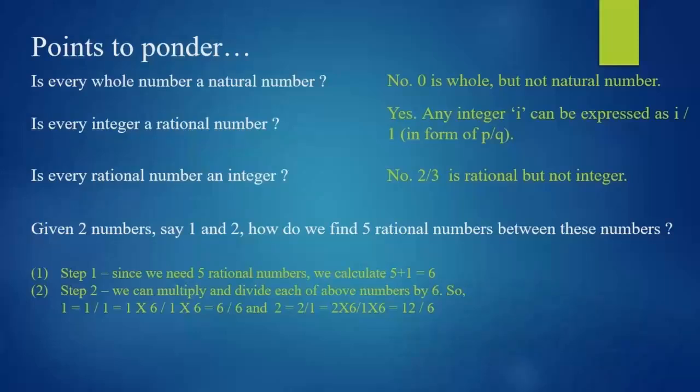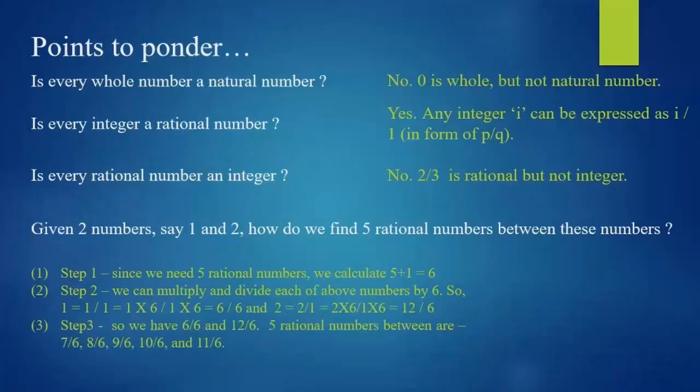And 2 can be expressed as 2 by 1, which is 2 into 6 divided by 1 into 6, which is 12 by 6. Okay, so once the denominators are the same, that is 6 and 6, and we need to find the 5 numbers, that can be found by increasing the numerator. So the 5 rational numbers are 7 by 6, 8 by 6, 9 by 6, 10 by 6, and 11 by 6.